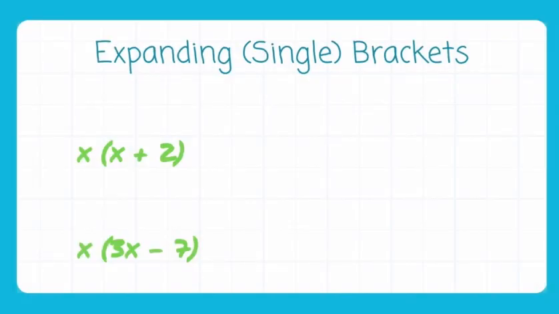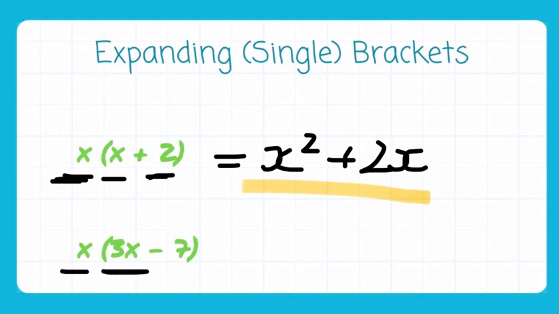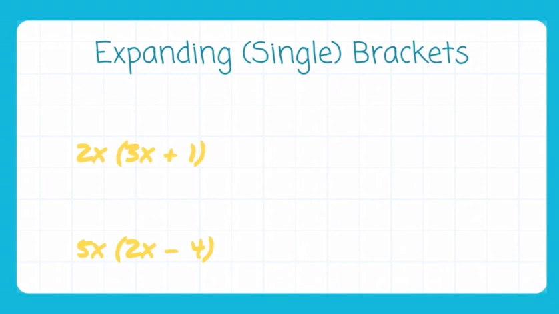So if we have a look at our first two examples here, for the first one, we take the x on the outside and we multiply it initially by the x on the inside, which gives us x squared. Next, we take that x on the outside again and we multiply it by 2 to give us 2x, and that one's complete. Next up, we do the exact same for the one at the bottom. So we take this x on the outside and multiply it this time by 3x, which gives us 3x squared. Then we take that x on the outside and multiply it by the minus 7 to give us minus 7x.